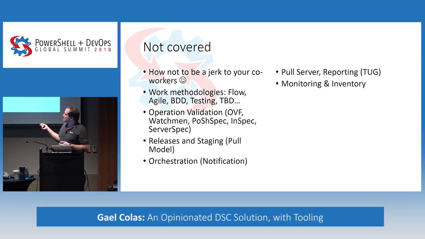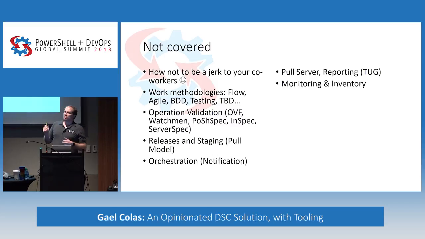I haven't shown release and staging, but since you build all the artifacts, you can stage them to say, well, I'm creating those for dev, prod, and then all the staging environment. And then you can release them, so copying them to the pull server, only at the times you want. Orchestration, notification, I'm not going to get into the details. And then pull server reporting.